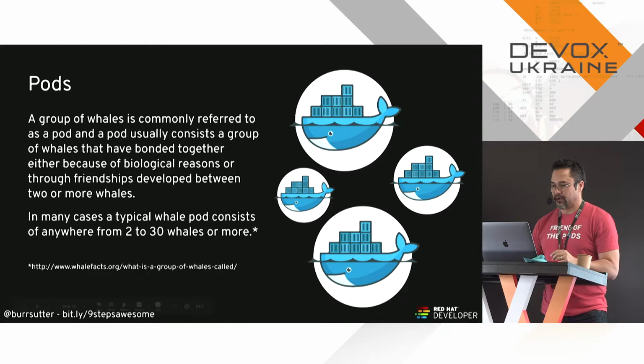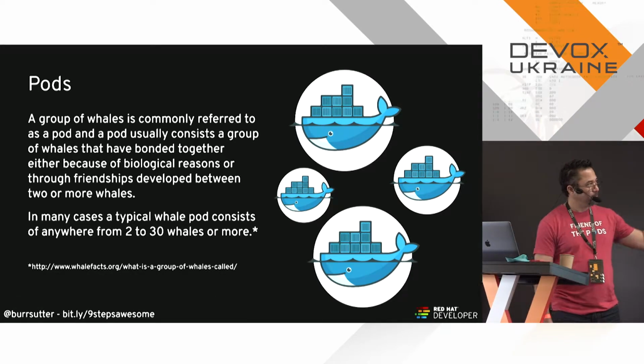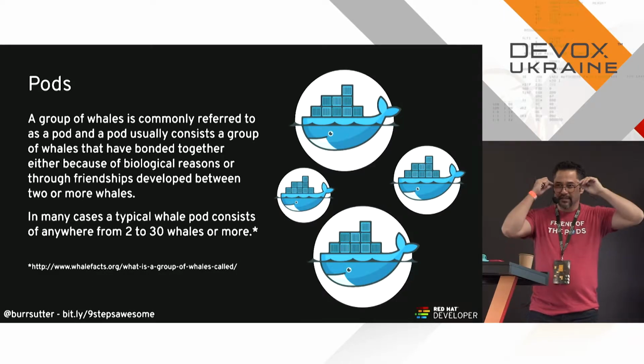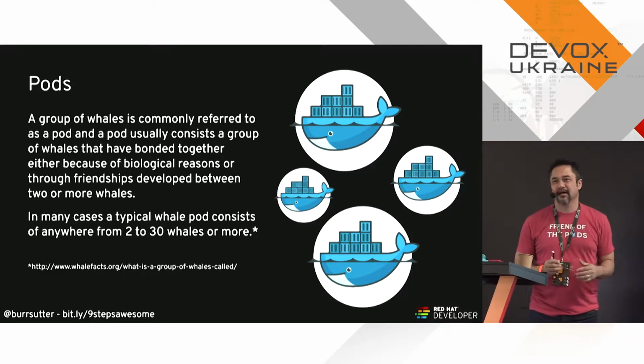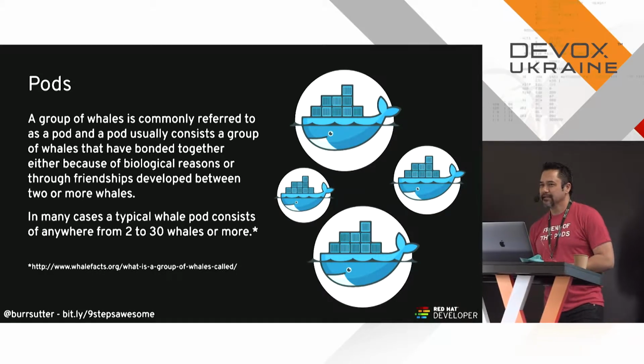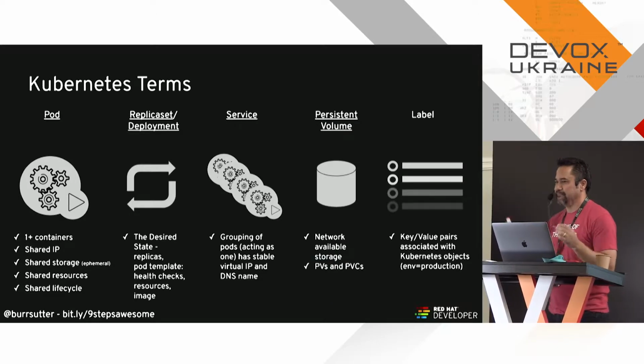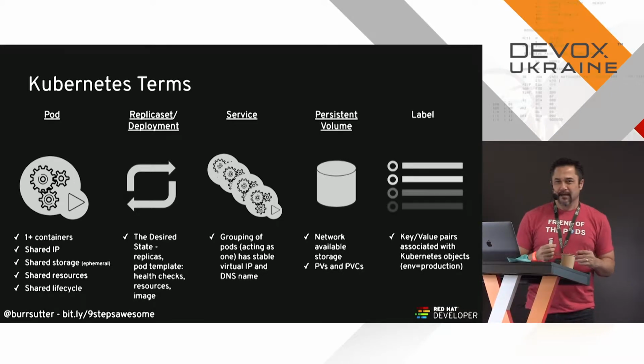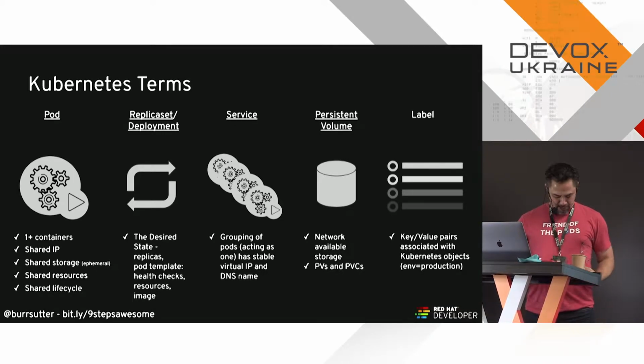So that's the reason for the pod. By the way, a pod is a family of whales. The symbol of a Docker Linux container is the whale, and you can have many of those whales in this pod. So become friendly with the pods. You can see it's here on my t-shirt: be a friend of the pods.